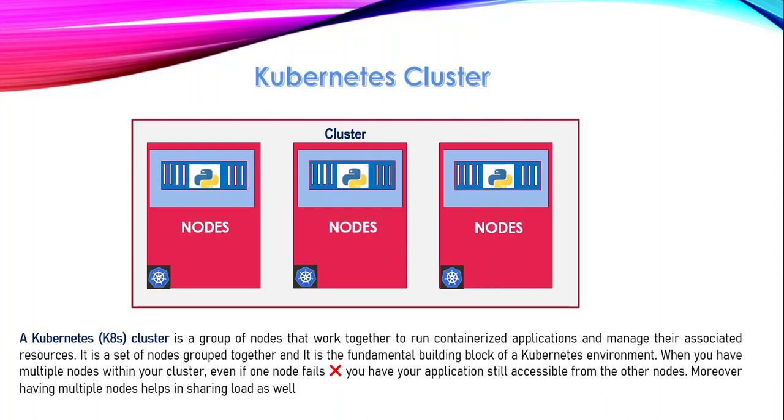So this set of nodes is basically the fundamental building block of a Kubernetes environment. When you have multiple nodes within your cluster and one node fails, your application is still running because there is fault tolerance. So it is recommended to have multiple nodes running your workload.